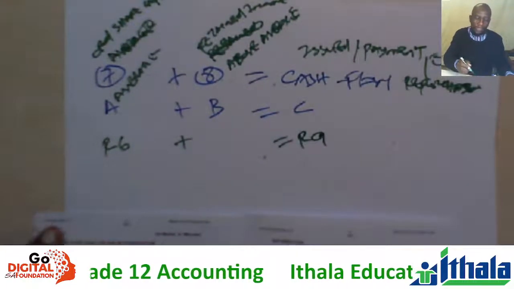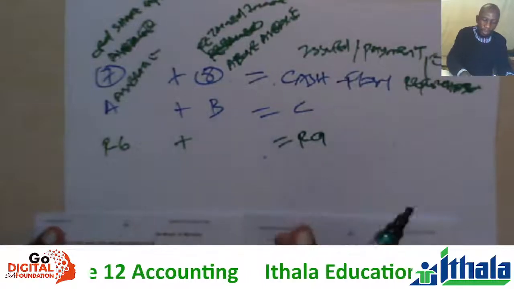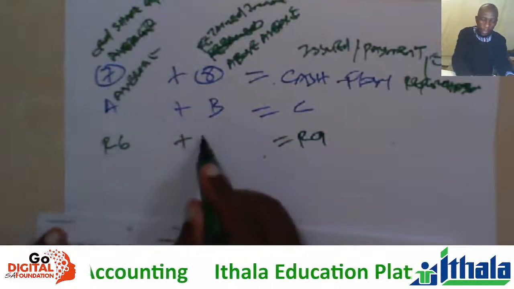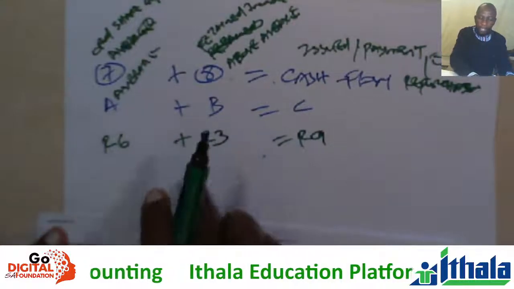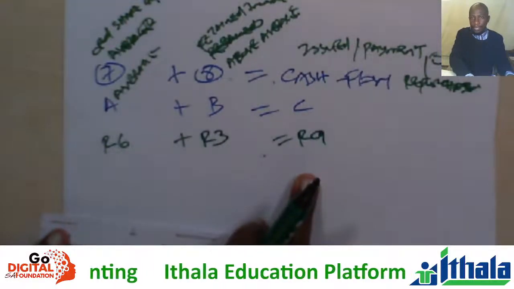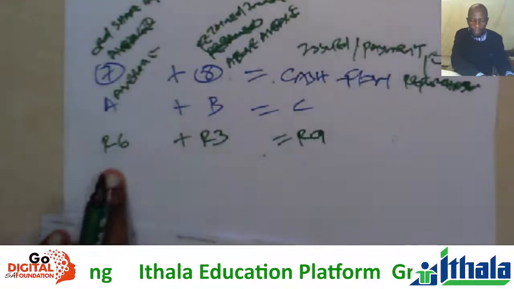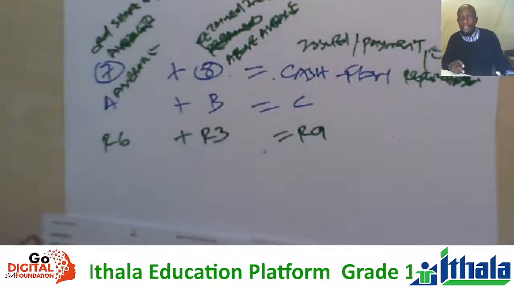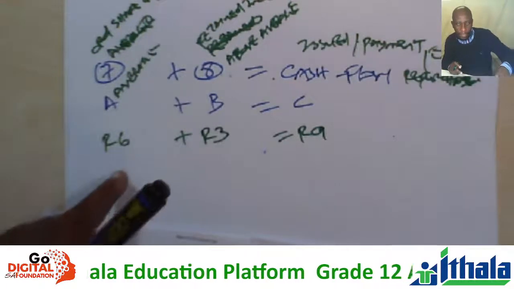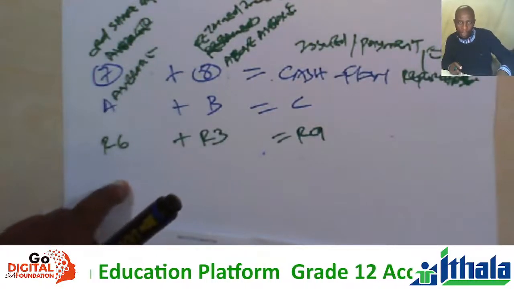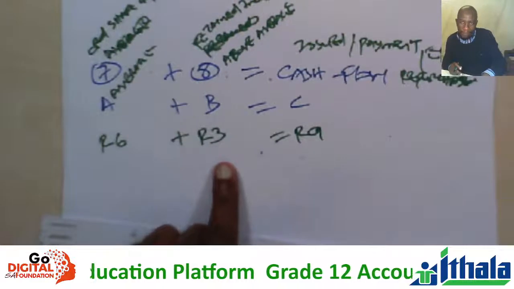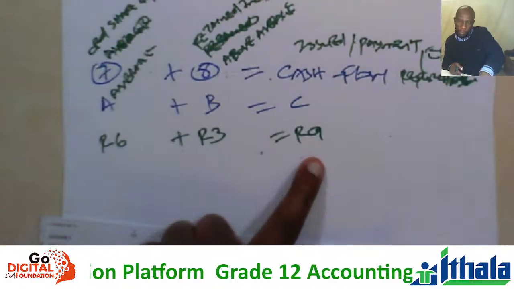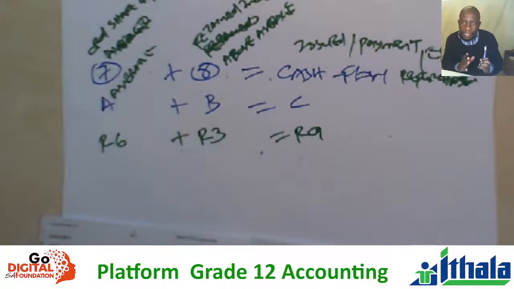So R9 minus R6, you get R3 retained income. If you add these two, you get R9: ordinary share capital plus retained income. So in terms of the buyback, for note number 7 you'll be using R6, for note number 8 you'll be using R3, and for cash flow you'll be using R9.